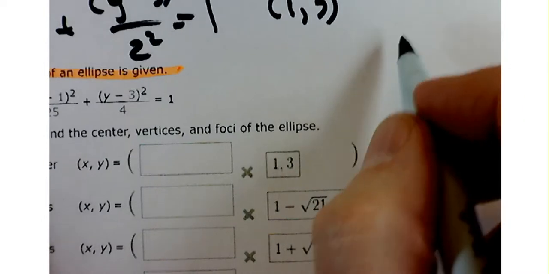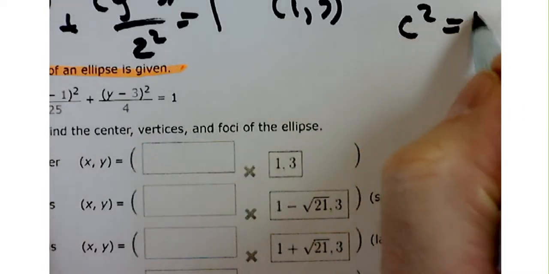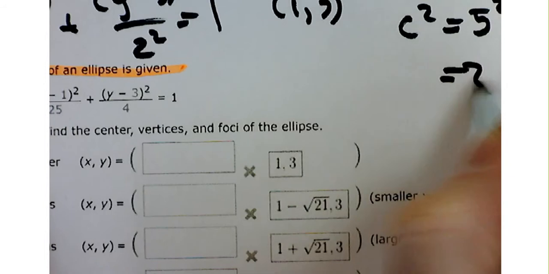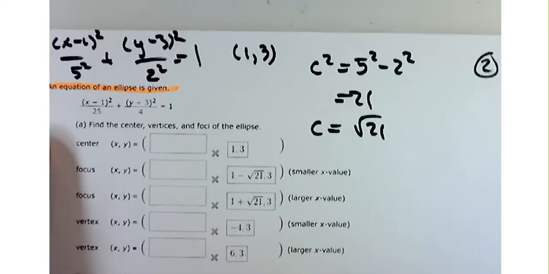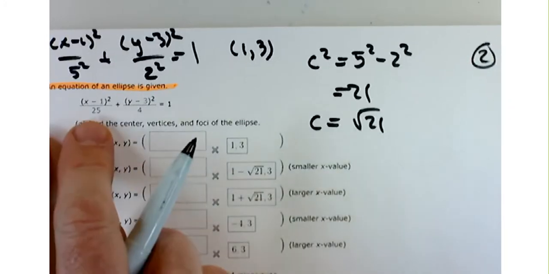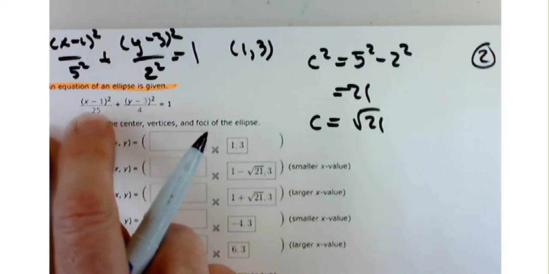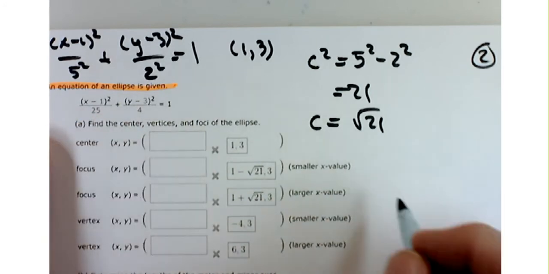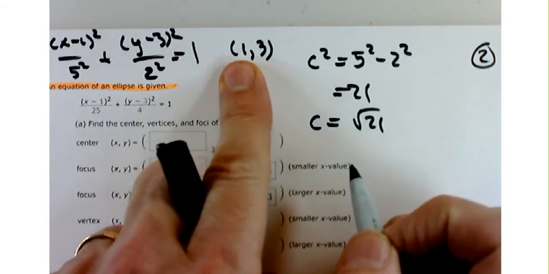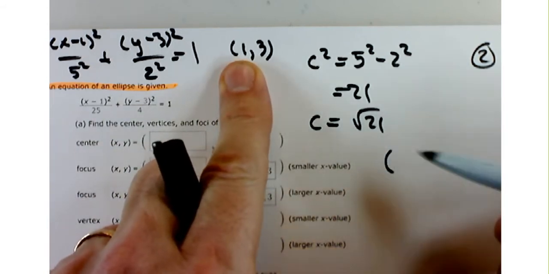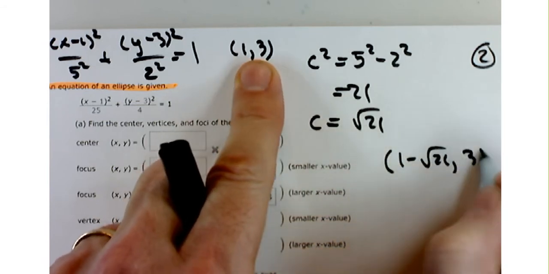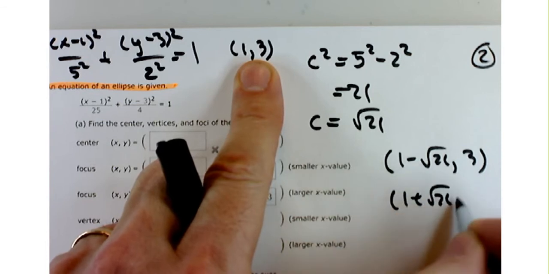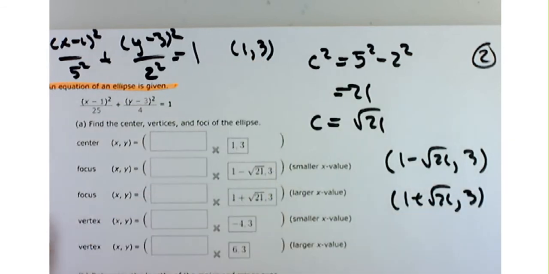To find your foci, it's going to be c squared equals 5 squared minus 2 squared, which is 21. So c is going to be the square root of 21. Now again, your foci is going to be on the major axis. It's going to be on the longer of these two axes, which is going to be this one. So you take your center and move square root of 21 to the left. So 1 minus the square root of 21 at the same y height. And then 1 plus the square root of 21 at the same y height. Yay.